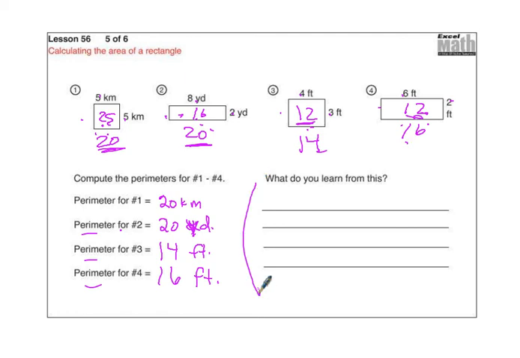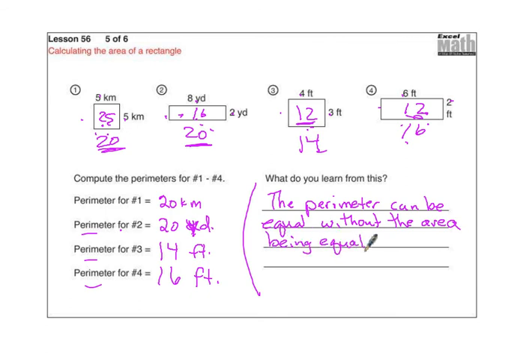Pause the video, see if you can fill this in, turn it back on when you're ready to see what my solution was. All right, what I'm going to say about it is the perimeter can be equal without the area being equal, and you don't have to have this exact same thing written as me, but something like this maybe, and vice versa, which means the other way around.